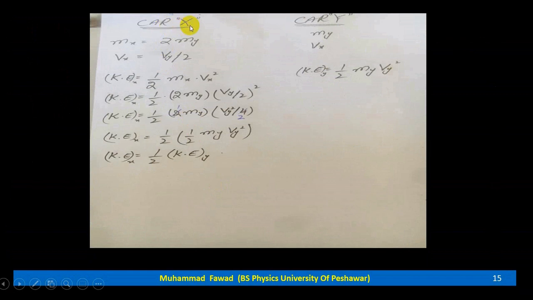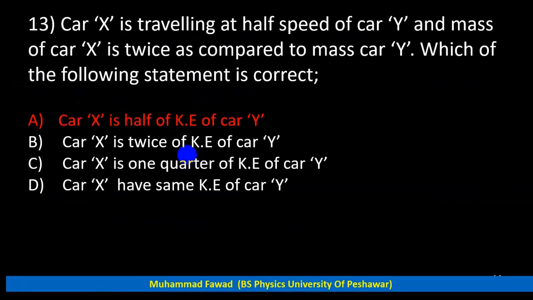We have two cars, car X and car Y. The mass of car Y is My and the velocity of car Y is Vy. Therefore, its kinetic energy is 1 over 2 My Vy square. And the mass of car X is twice of the mass of Y, and its velocity is half of the velocity of car Y. Therefore, its kinetic energy will be equal to half Mx Vx square. We will put these values in this equation. Therefore, kinetic energy of car X will become half of the kinetic energy of car Y. Therefore, here the correct option is option A.